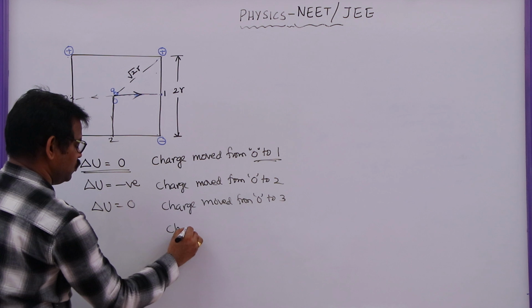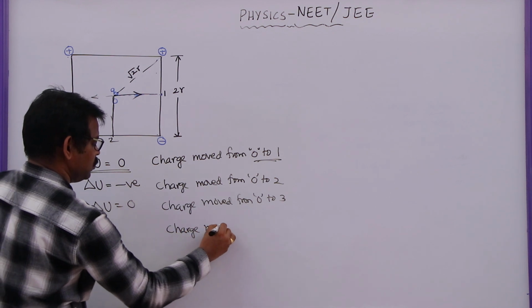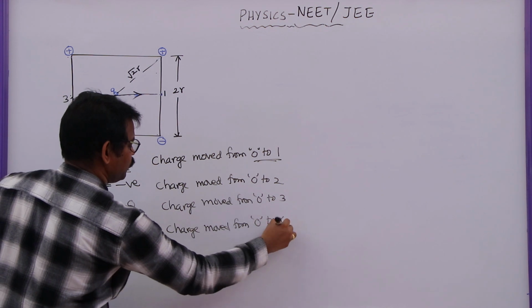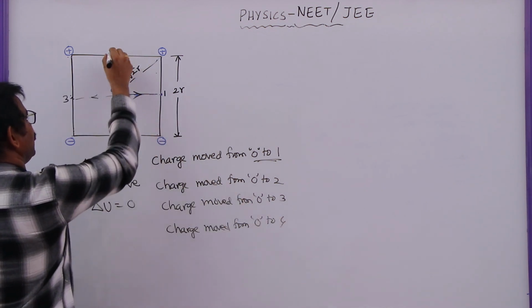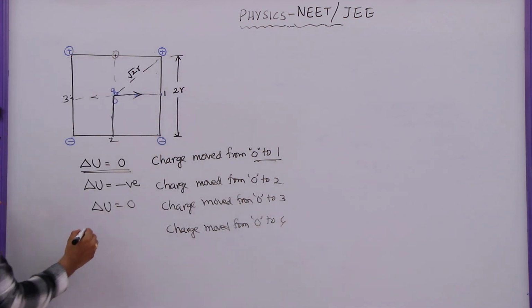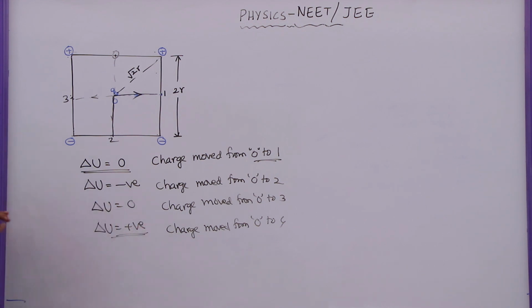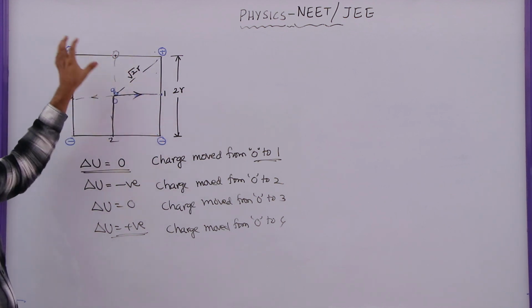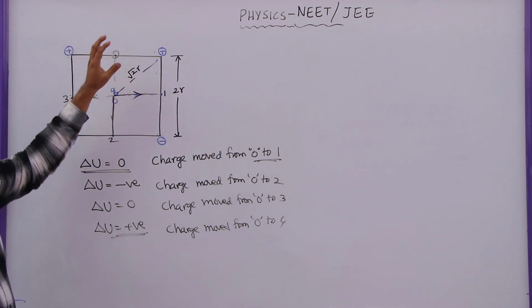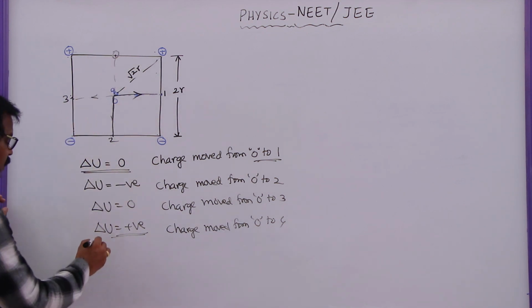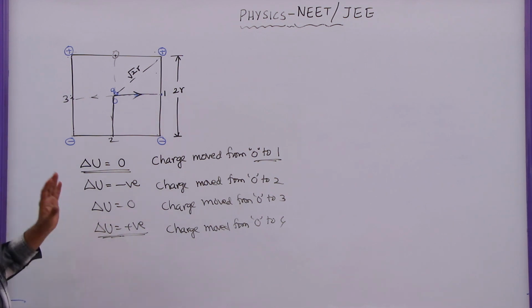If the charge is moved from O to 4, in this case the effect of positive charge will be more. So the change in potential energy will be positive here. That means it will get a positive value. As the negative charges are at a large distance, the potential energy due to positive charges will be more than the potential energy due to negative charges. That's why the change in potential energy will be positive.